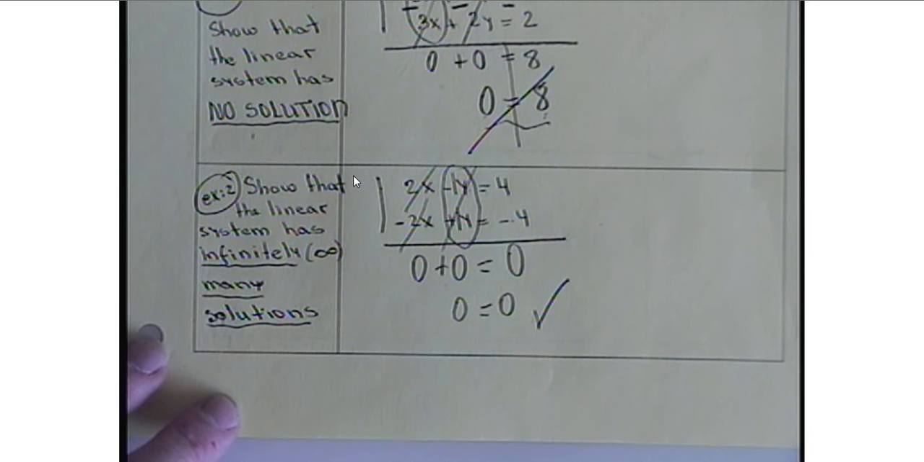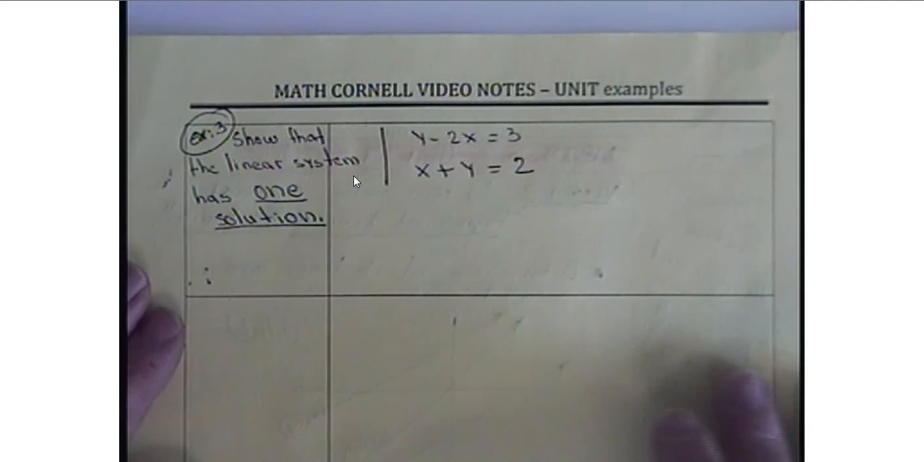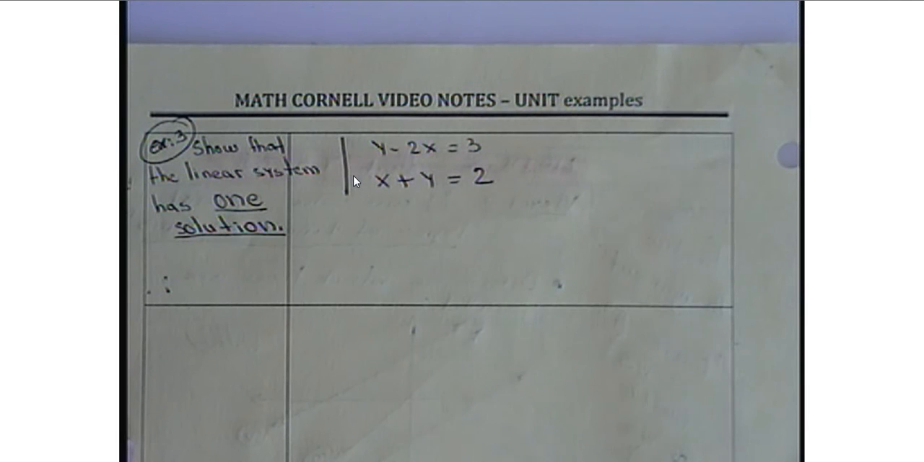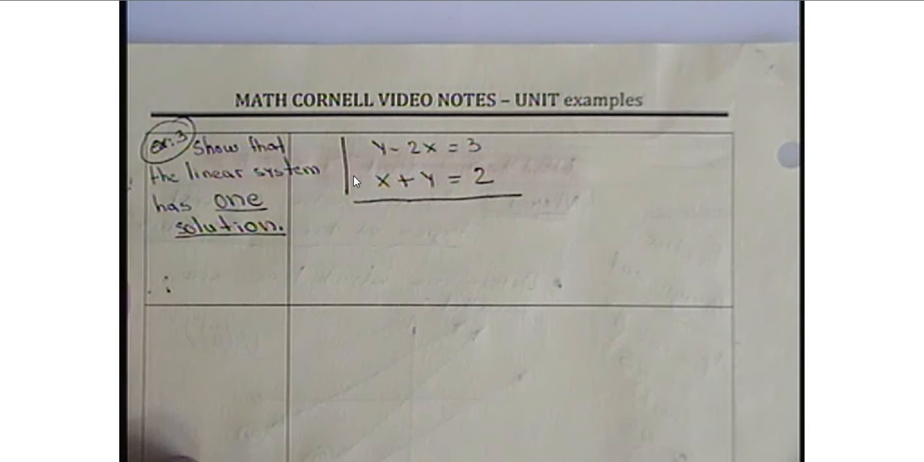Alright, next one, the last one, is show that the linear system has only one solution. Well, when the system has one solution, it is the only way when we solve the equations, we simplify, we solve for x, then we solve for y, and we have an ordered pair with x and y coordinates. And let's show that. So, we have y minus 2x equals 3 and x plus y equals 2.